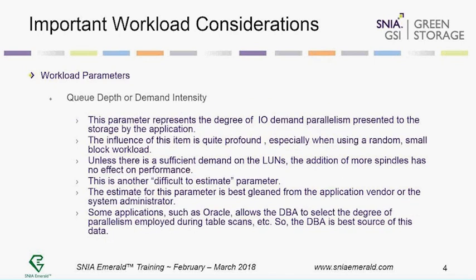Okay, there's one other very important parameter here, and this has to do with the demand intensity. Some people call it Q depth, but in a nutshell, what it represents is the degree of parallelism in the I/O demand that's being presented to the storage device. Second bullet sums it up. It can be quite profound, especially when we're talking about small block random workloads.